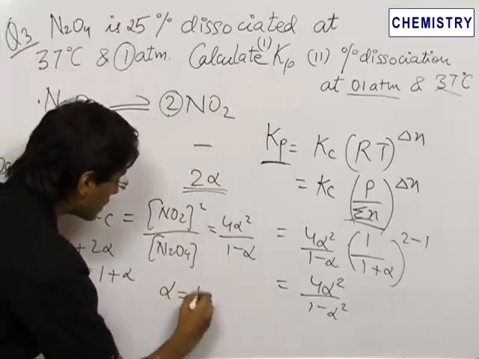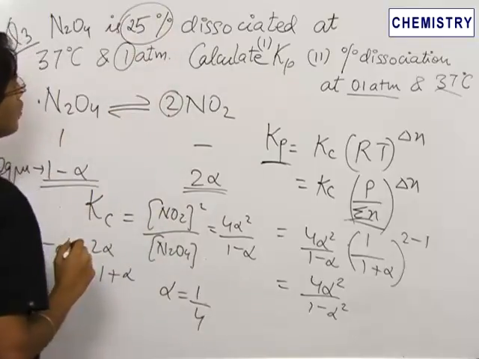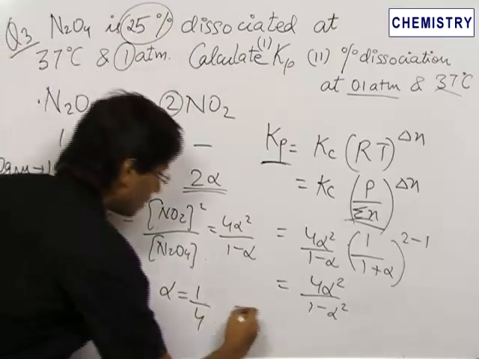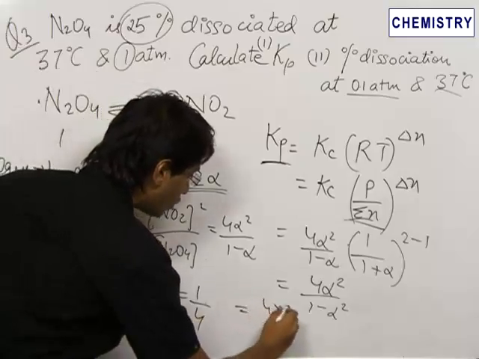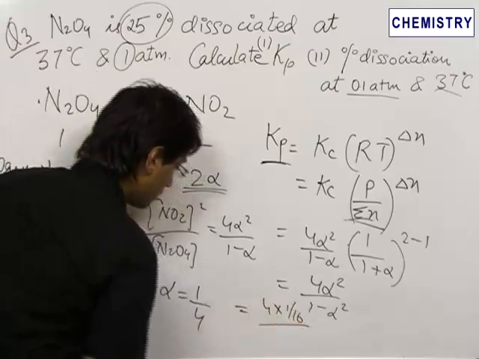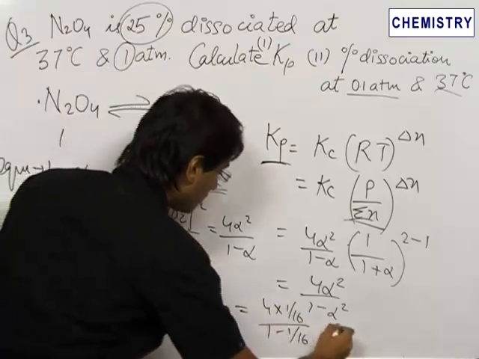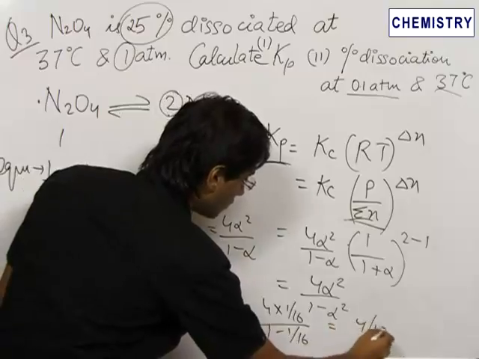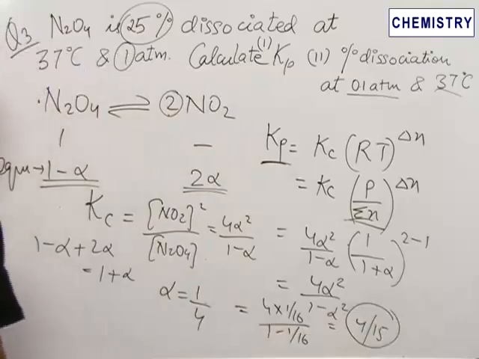And we know that alpha is given to be equal to 1 by 4 since the dissociation is 25% for N2O4. So we can find the value of Kp to be equal to 4 into 1 by 16 divided by 1 minus 1 by 16. This is equal to 4 upon 15. This is the answer for our first part.